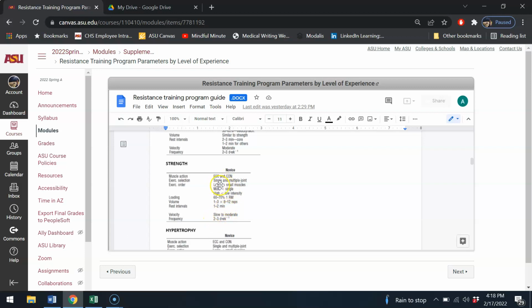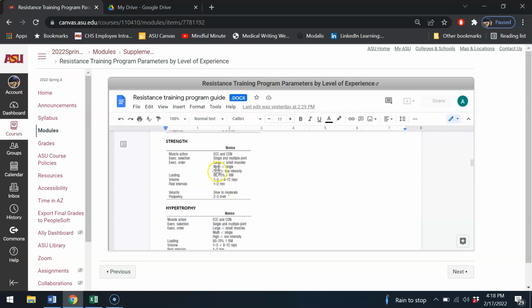They're going to do just like I went over just now. I'm going to do my large muscles before my small muscles. I'm going to do my multi-joint movements before my single joint movements. And I'm going to do my higher intensity or more technical movements before my lower intensity movements. If I'm worried about percentages, I've got them right here. I'm going to be working at 60 to 70% of 1 rep max.